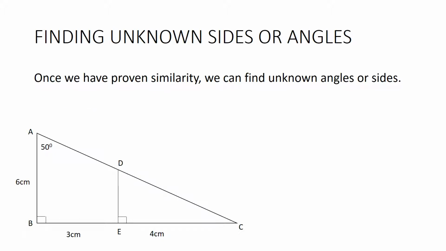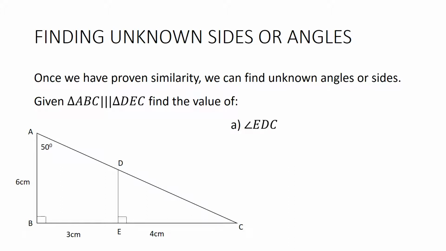So in this case here, given that triangle ABC is similar to triangle DEC, find the value of angle EDC. And so let's have a look which one that is. Angle EDC. So we know this triangle is similar to this one, and so that angle matches that one. So angle EDC is equal to 50 degrees. Reason: corresponding angles in similar triangles.